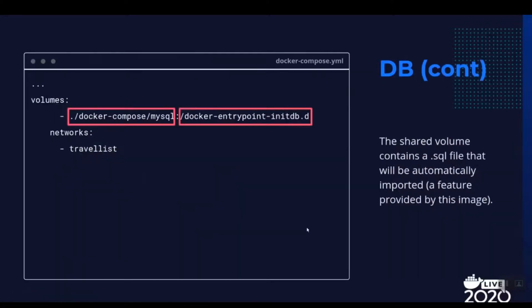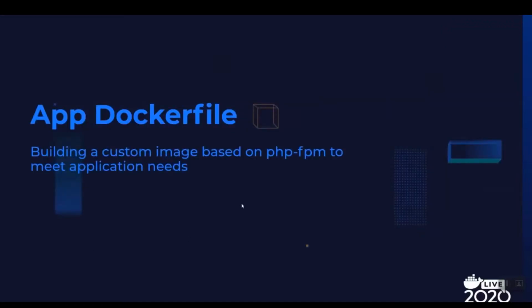The next part is the volumes definition. We also have a special volume to share the database dump that we want to be imported by the image. This is also a feature from this image. It's going to automatically import any SQL files that you put inside the directory called docker-entrypoint-initdb.d. Yeah, that is all. That was all of our service definitions. So we have defined an app service, an Nginx service, and a DB service.